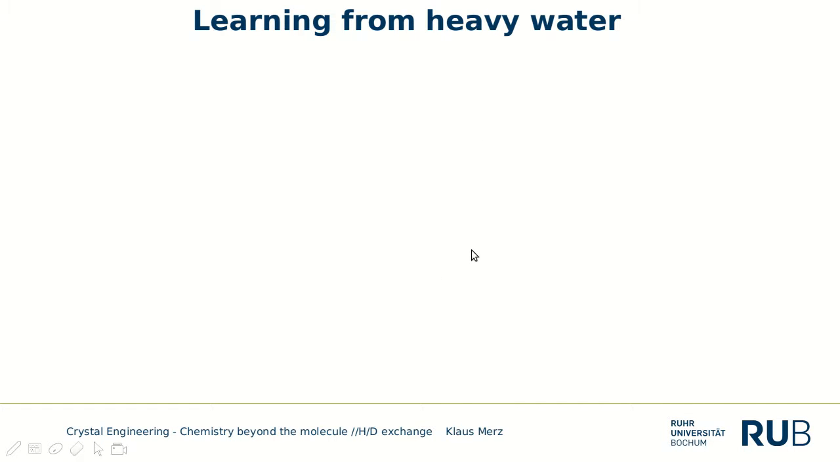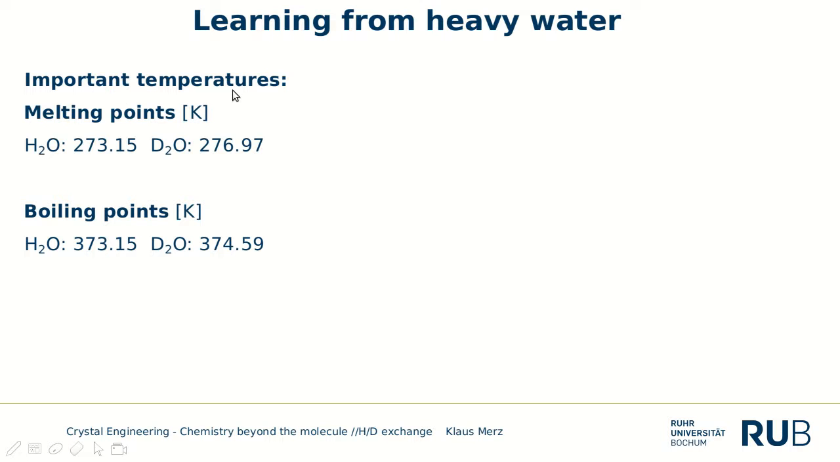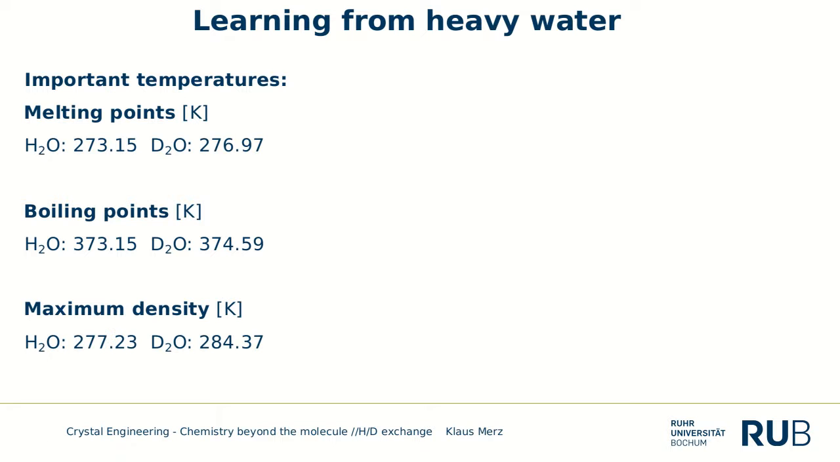Have a look at water. Here are some values, important temperatures. This is the melting point. You see you have a difference of about 3.5 Kelvin. Look at the boiling point. There's also a difference of 1 Kelvin. And really amazing, from my point of view, I saw it the first time, is if you look at the difference of the density, with this roundabout 7 Kelvin difference.